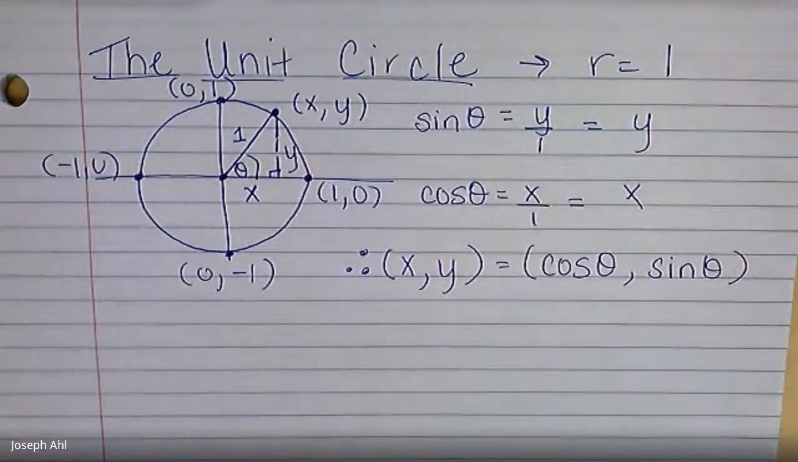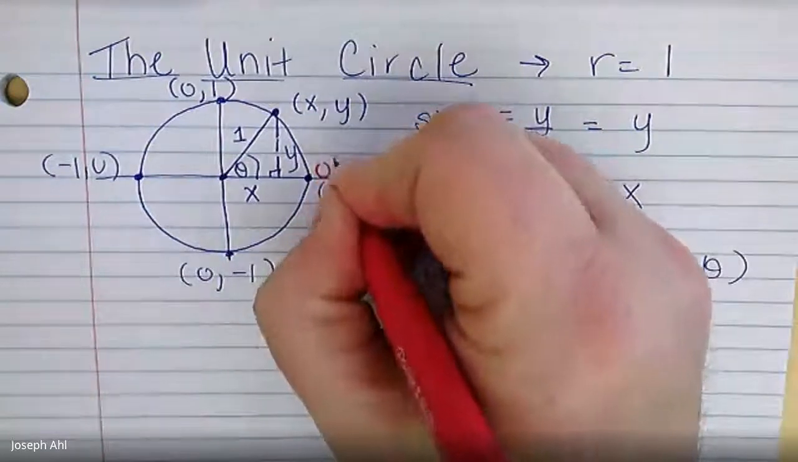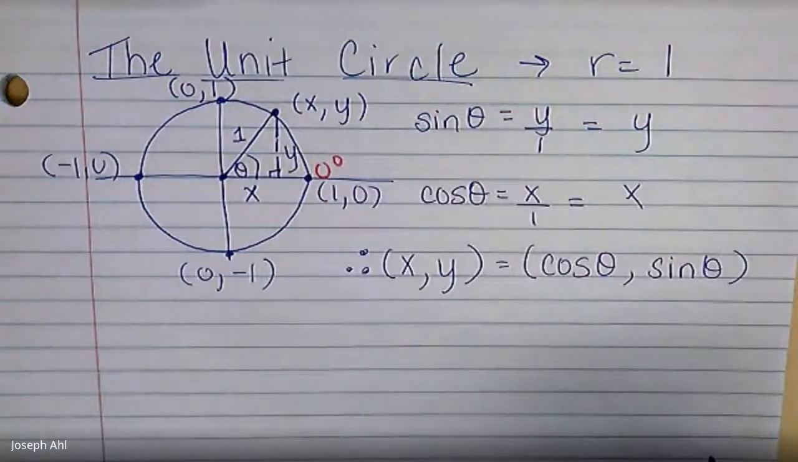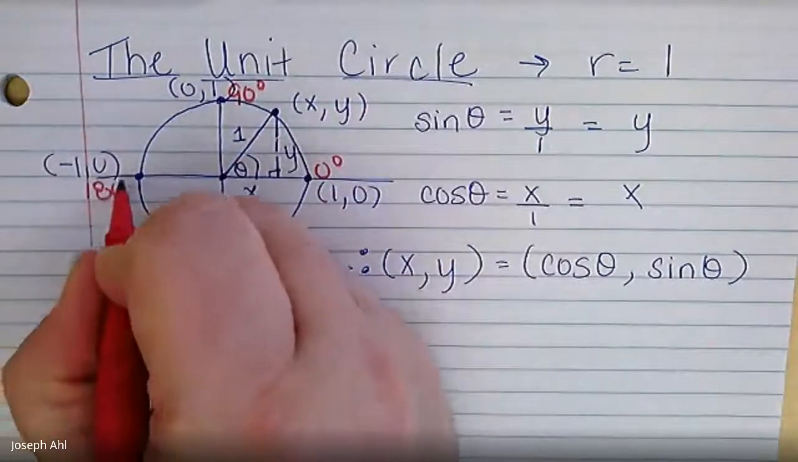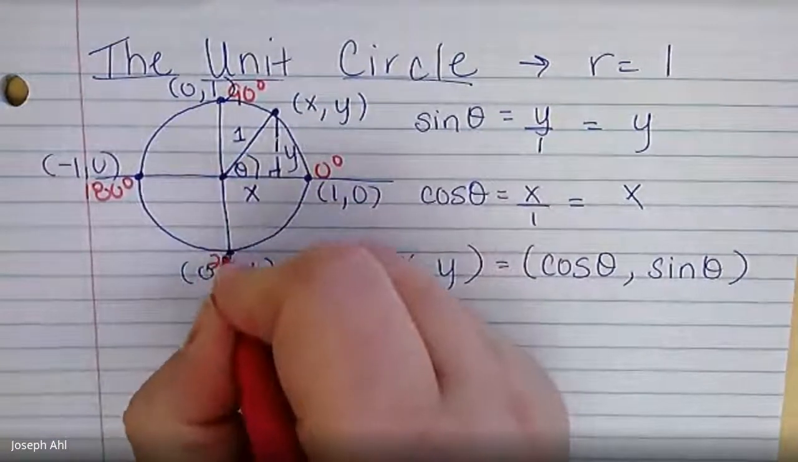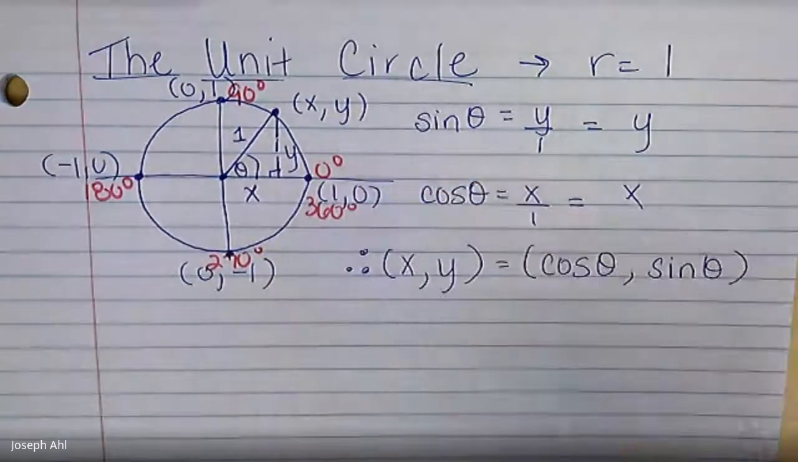And the reason why that's so critically important is we know these quadrantal angles to be the following. 0 degrees is right here. 90 degrees is up at the top. Halfway around is 180. 270 is the angle down here. And then full circle we know is 360.